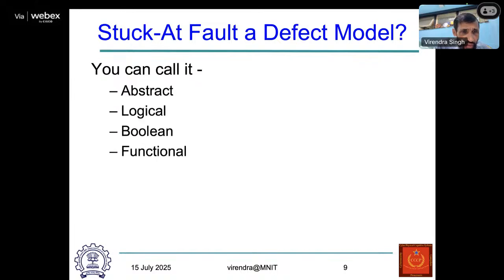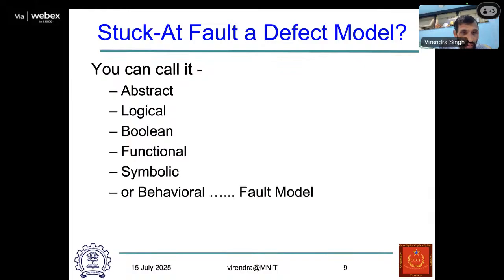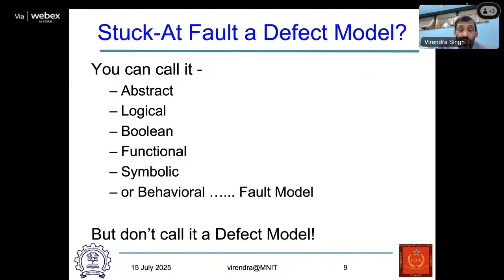So that's why we call this fault model an abstract fault model, or logical fault model, or you can call it Boolean fault model, functional fault model, symbolic fault model. It has nothing to do with the real defect in the chip. So this is not a defect model. This uncovers most of the defects that can occur in this circuit. That is the beauty of this model being very simple.